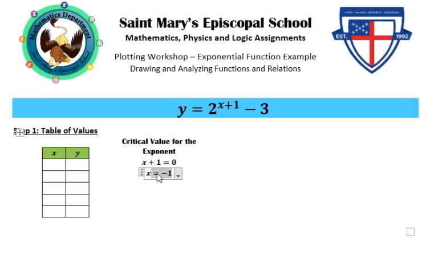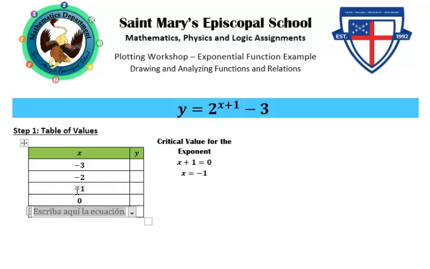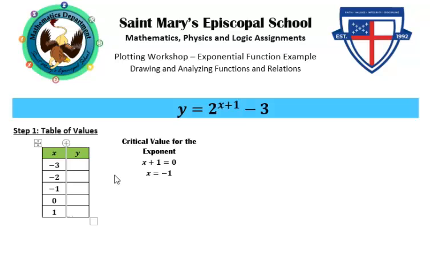This is the number we're going to put in the middle of the table of values, and then we just fill in the other numbers. We're going to use minus 2 and minus 3 before, and after we're going to use 0 and 1. Depending on the base, if it's a really huge base, we could use decimals, but we're going to try to work only with integers.